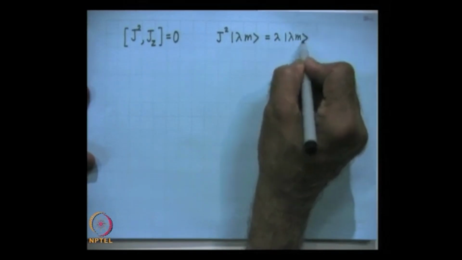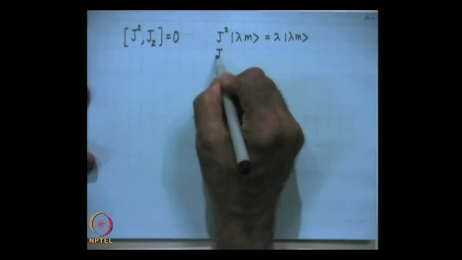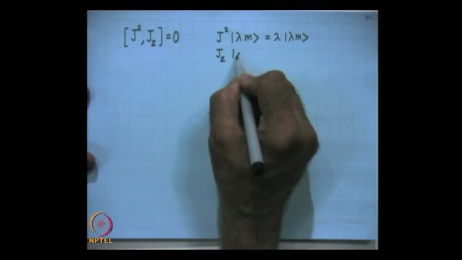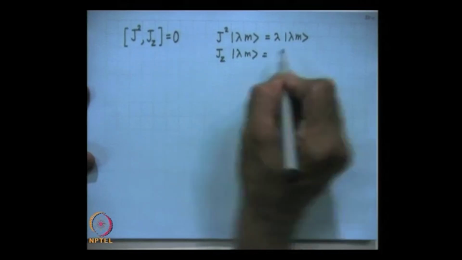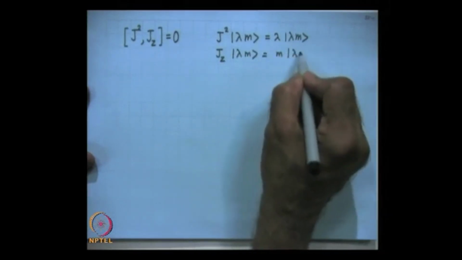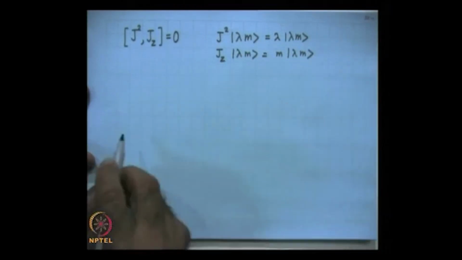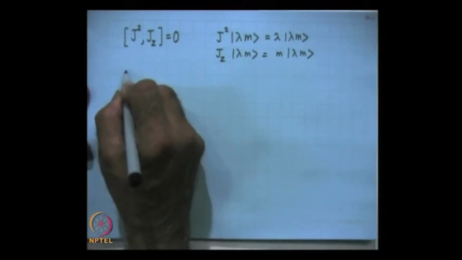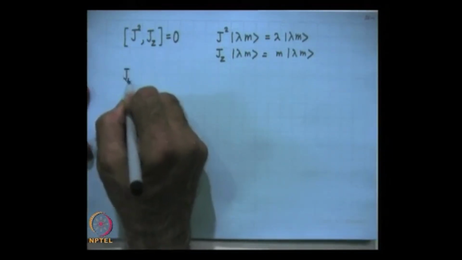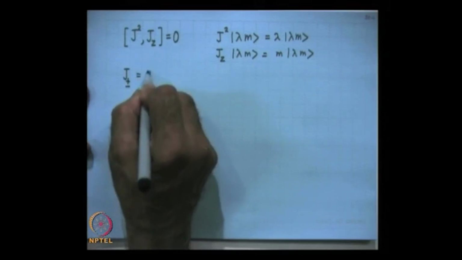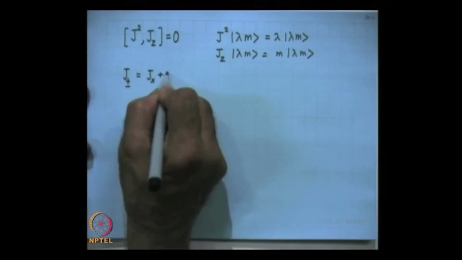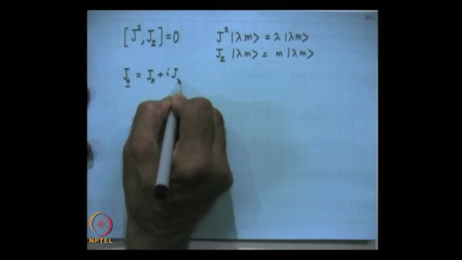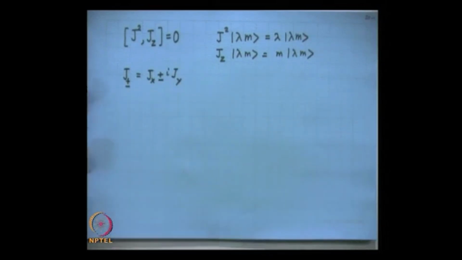So, we wrote down J square ket lambda m is equal to so much, and J z ket lambda m is equal to m ket lambda m. Then we had defined two operators, J plus and J minus. J plus was J x plus i J y and J minus was J x minus i J y.